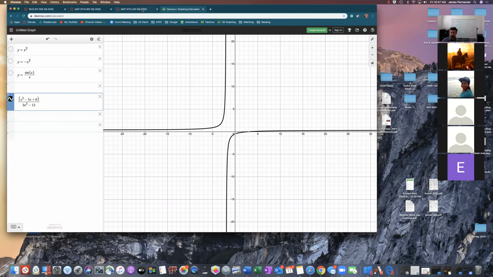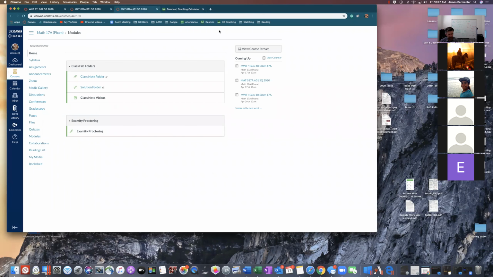So that's something good to know about vertical asymptotes. You only get the vertical asymptote when, after you've canceled any common factors, the remaining expression has 0 in the denominator.